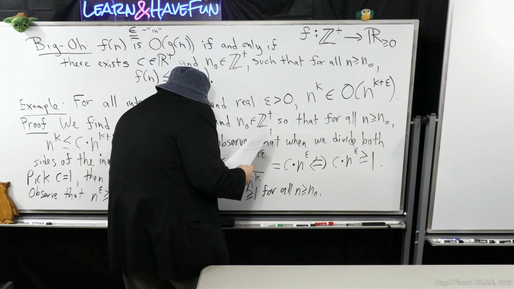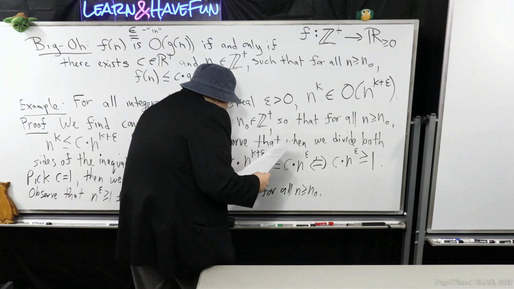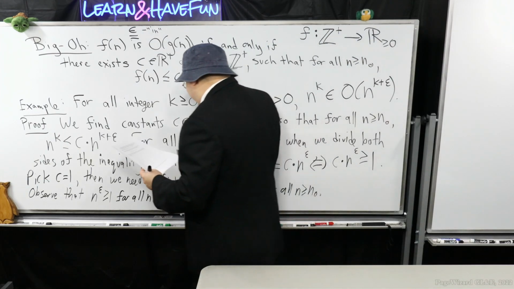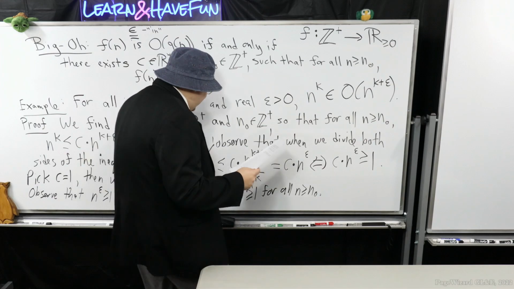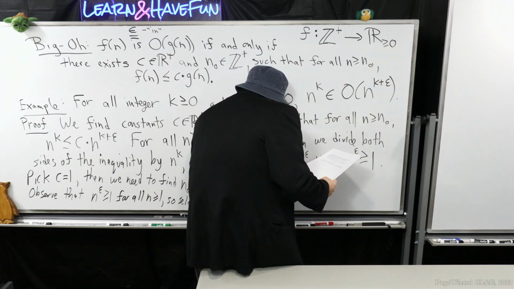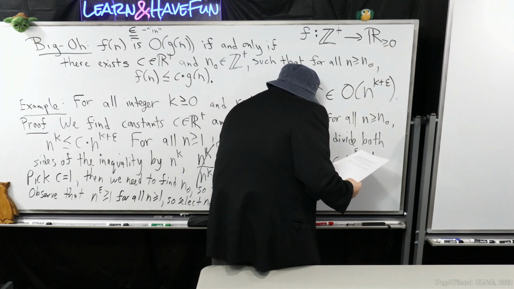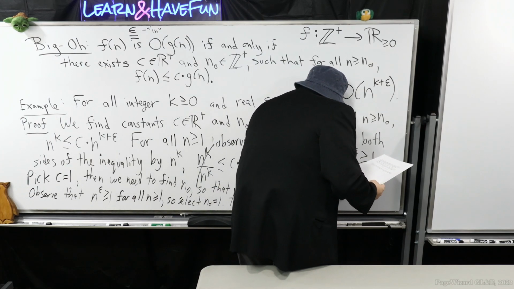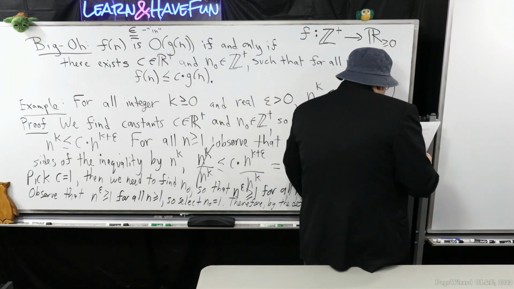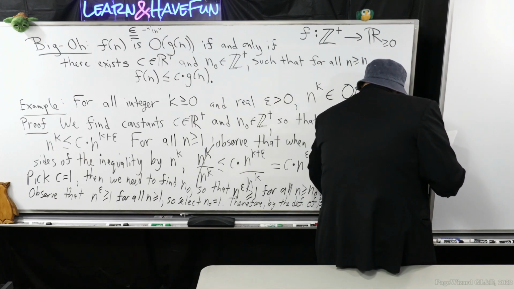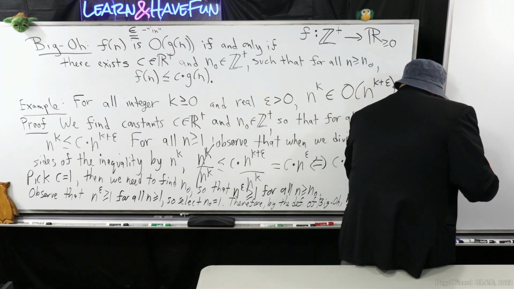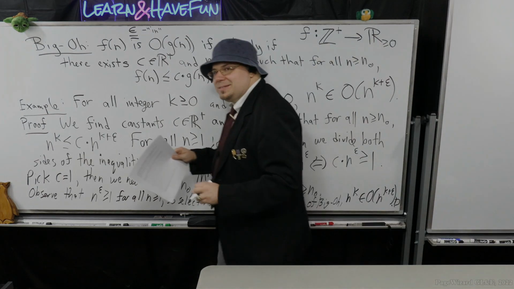So select n0 is equal to 1. Then we can just conclude, because now we can use the definition of big O. Therefore, by the definition of big O, we could say n to the power of k is big O of n to the power of k plus epsilon. And that concludes the proof. I'm just going to write that box there to say that we're done the proof.